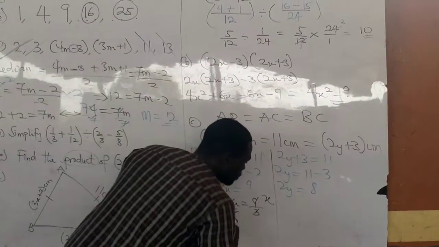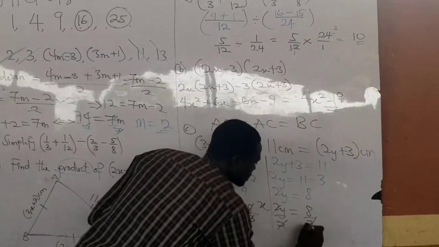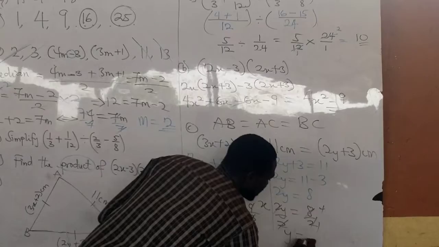So divide both sides by 2. Divide by 2, divide by 2. This will cancel. This here is 1, this is 4. y is equal to 4.